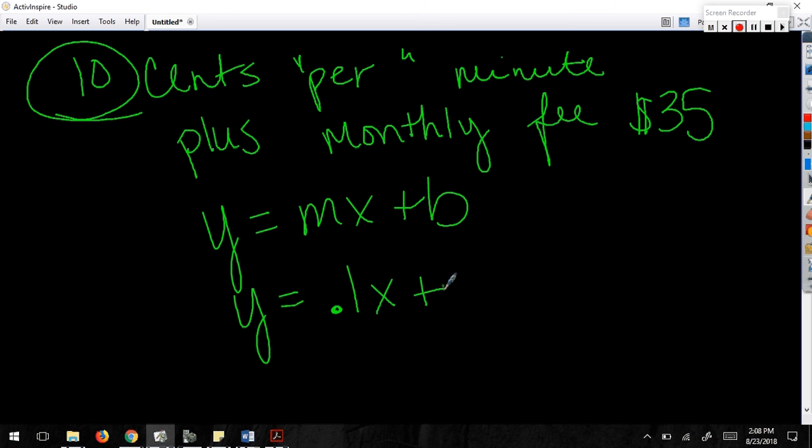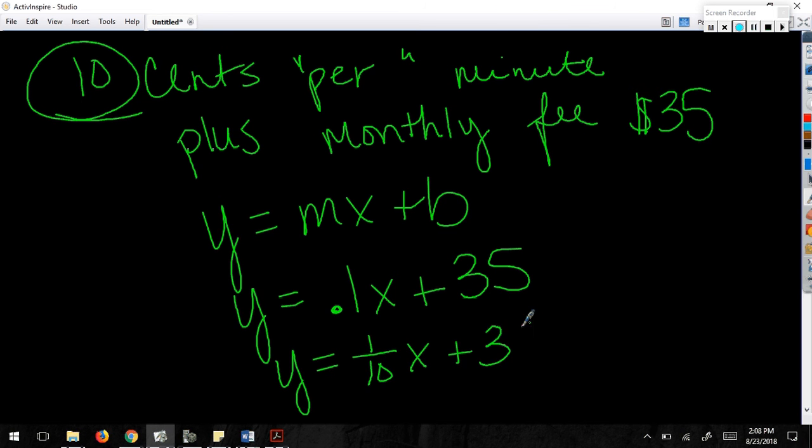Plus, how much are you going to pay regardless? $35. So here's my equation, okay? 0.1 is the same thing as 1/10. So what's your slope? 1/10. And your y-intercept is 35. So here's my equation. That's part A. We're going to ask you for the equation.